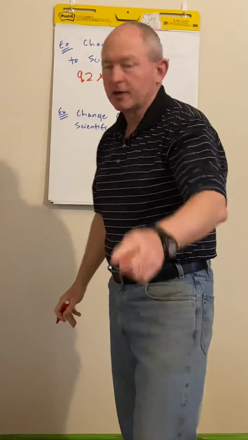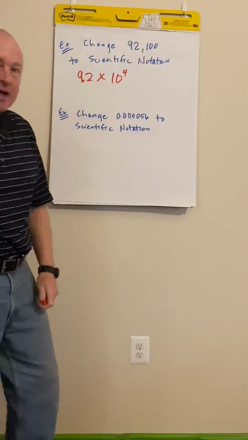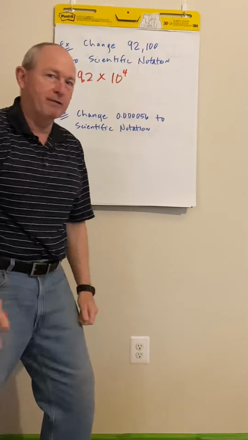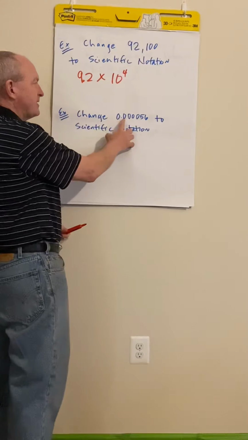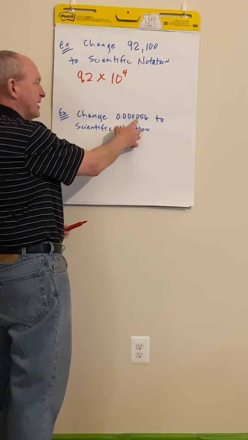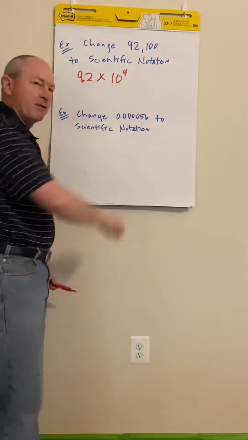Now it gets a little trickier when you've got this little tiny number. And let's see if I can read that number. It's a lot of decimal places, but I'm going to try. That's tenths, hundredths, thousandths, ten thousandths, hundred thousandths, millionths. So that would be read, if I read that correctly, as 56 millionths.